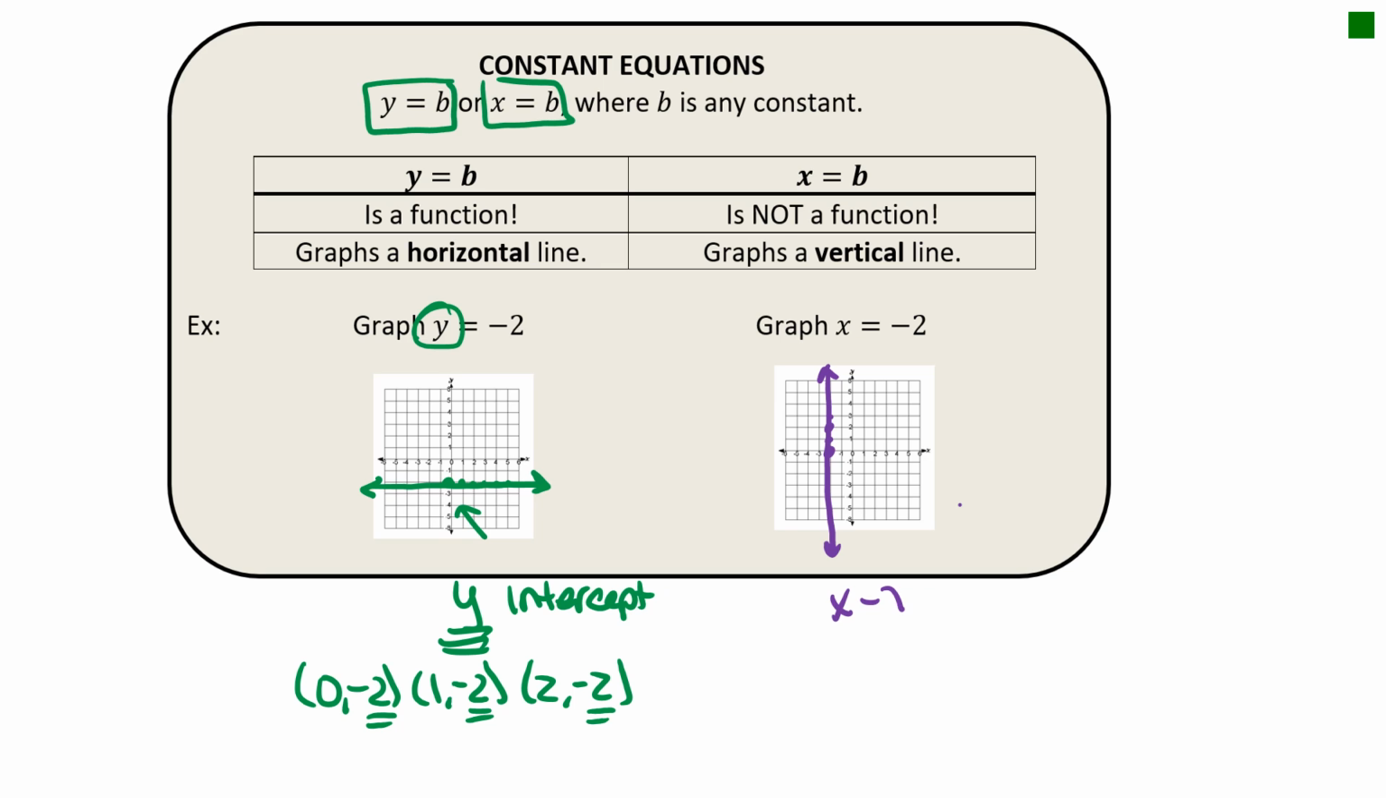It only goes through the x-axis. It only has an x-intercept. The points are like negative 2, 0, negative 2, 1, negative 2, 2. All the x's are negative 2. This is not a function. It fails the vertical line test, but the graph is a vertical line.